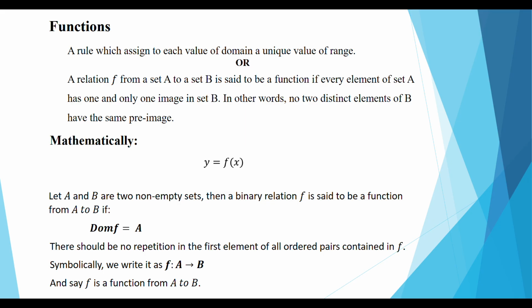Now we define a function. A function is a rule which assigns to each value of the domain a unique value of the range. In the case of a function, a rule assigns a unique value of x to find a unique value of y. x is called the domain and y is called the range. A relation f from a set A to a set B is said to be a function if every element of set A has one and only one image in set B. In other words, no two distinct elements of B have the same pre-image.